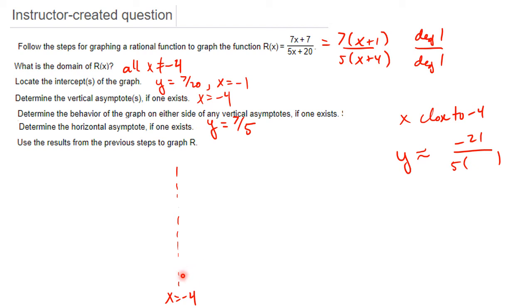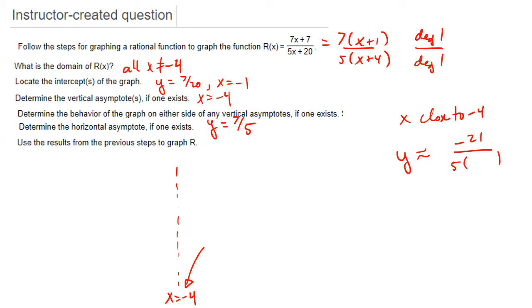So if x is just a little bit bigger than negative 4, I've got negative 21 over 5 times a tiny positive number. 5 times a tiny number is still tiny. 5 times positive is positive, but then negative over positive is negative. And a negative over a tiny number is very big. So if x is to the right of minus 4, I get large negative numbers. So I have to go down on the right side.